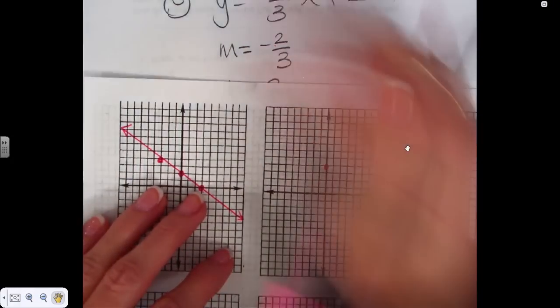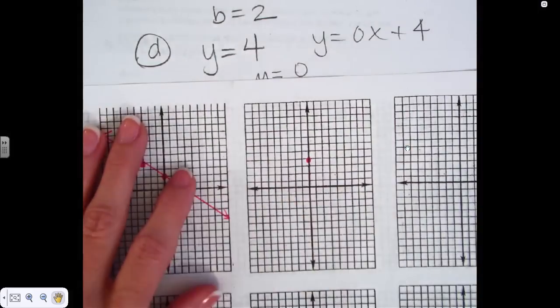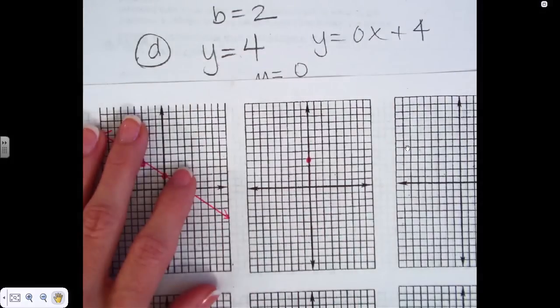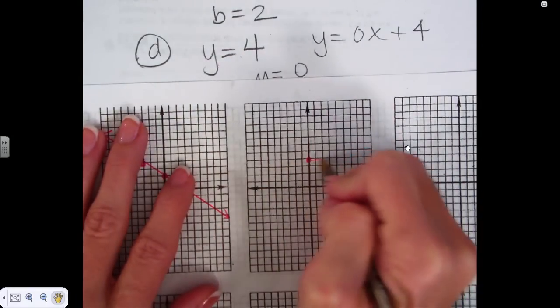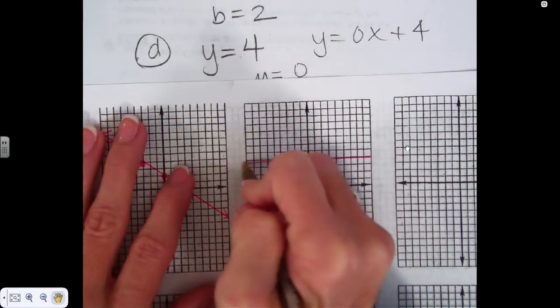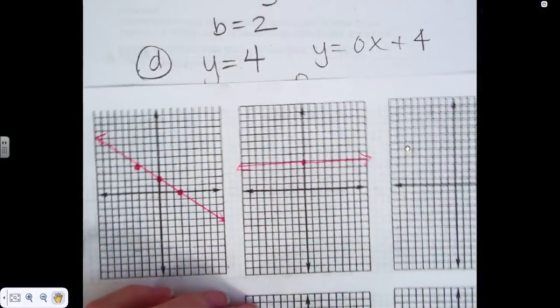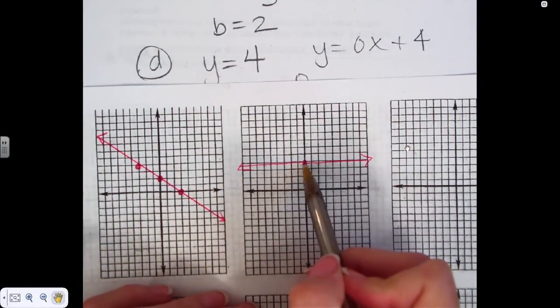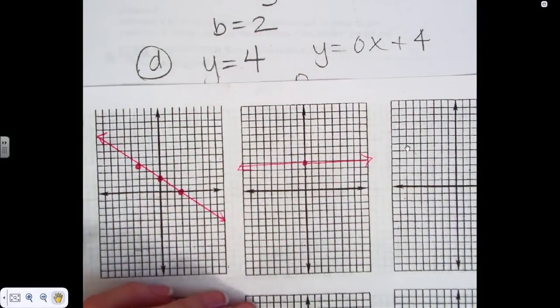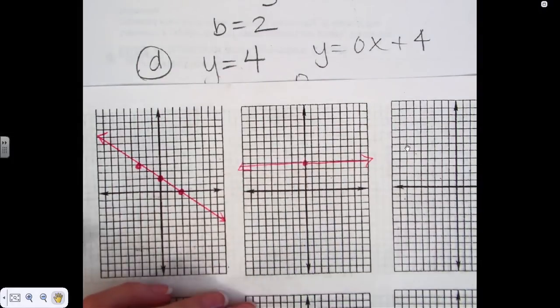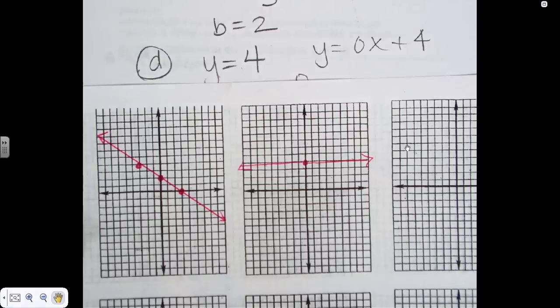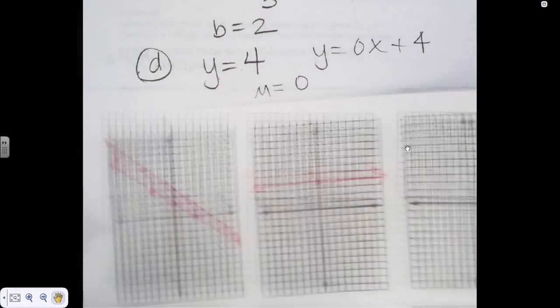And remember we talked about this the other day. Y equals 4. Every y value is 4. So how am I going to get that? A horizontal line going through 4 on the y-axis. Every y value is 4. And remember, this is a function. This is a linear function. It passes the pencil test. So with that said, you should be able to do this one.